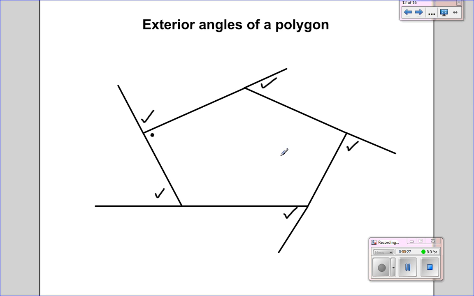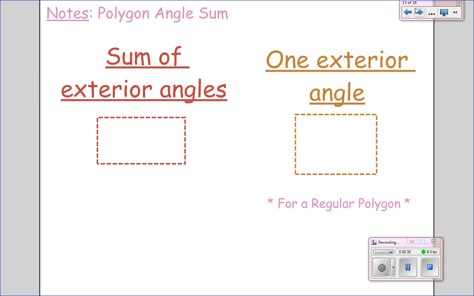Something else important to remember is if you take your interior angle right here and you add it to your exterior angle, they'll make 180 because they're a linear pair. So if you take the sum of all the exterior angles of any polygon, no matter how many sides it has, it's going to add up to 360 degrees. No matter what the size is, all the exterior angles always sum to 360 degrees.